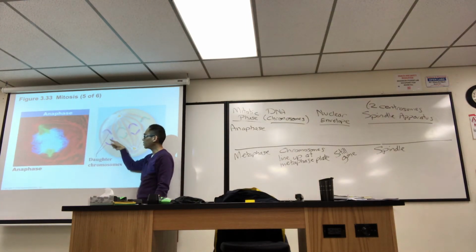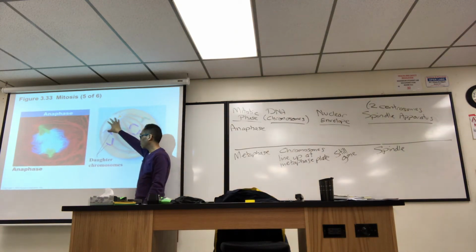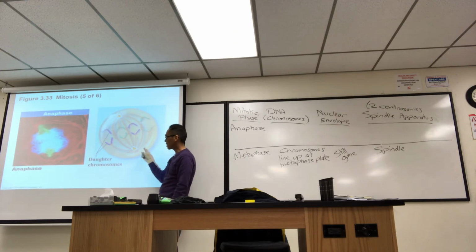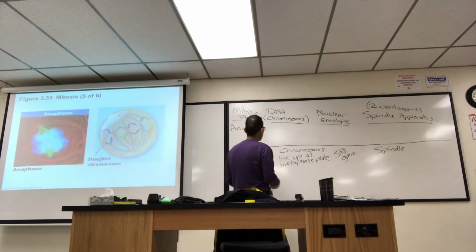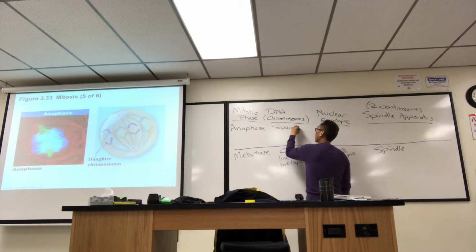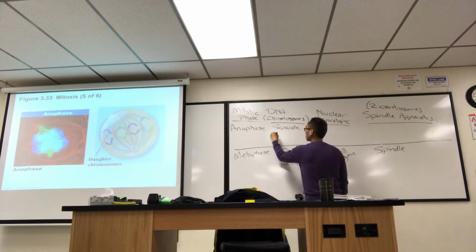When you pull them apart, you got two chromosomes. Maybe they made some switches of some genes. But technically, when they were copied, when they were replicated, they're the same. So this cell and this cell will have your regular genetic material. So you separate, I'll just say separate daughter chromosomes.